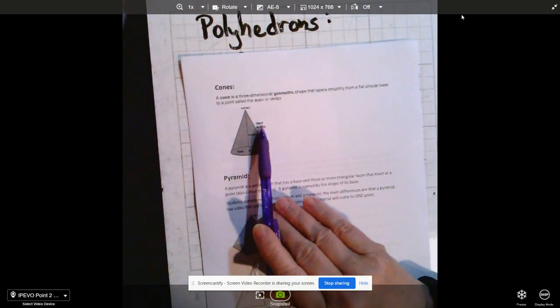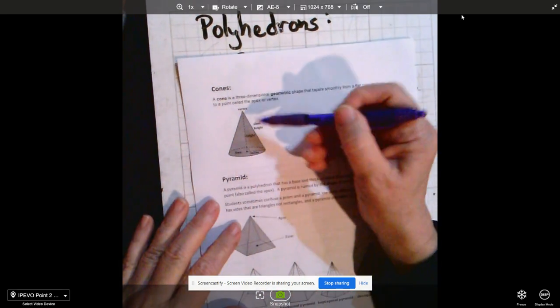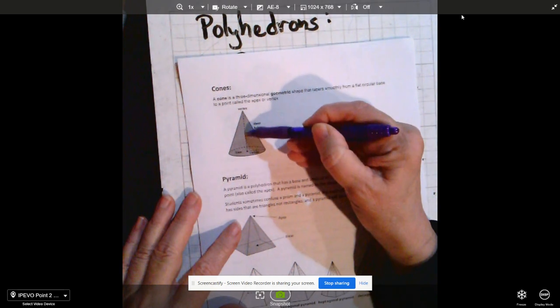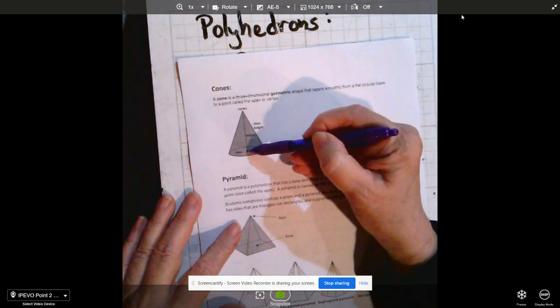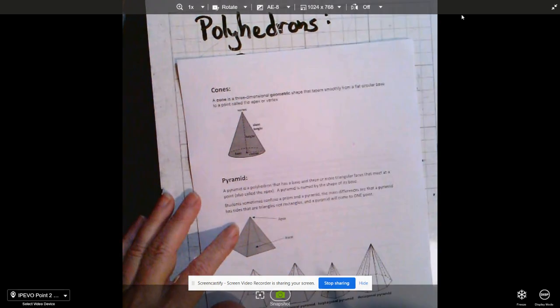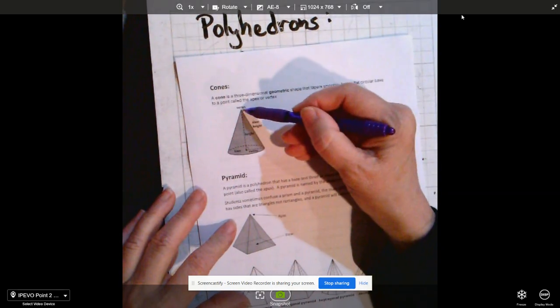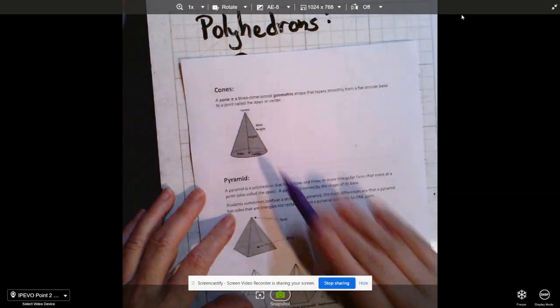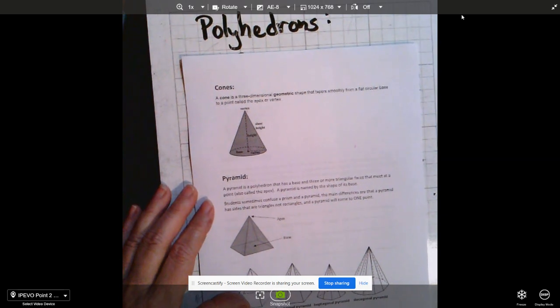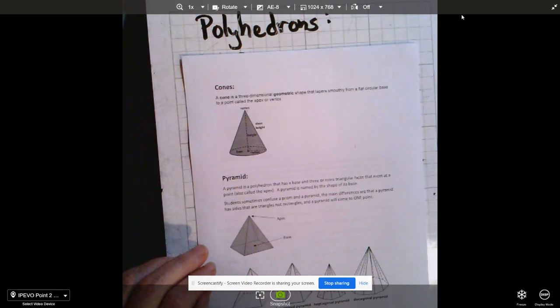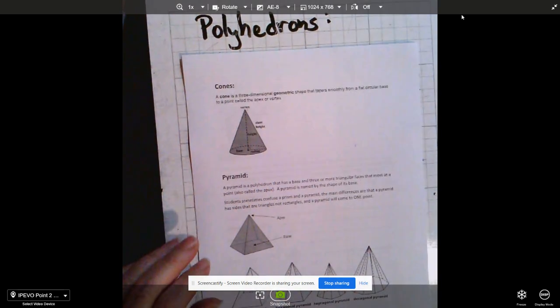A cone actually has two heights that we call. The one here that tells you how tall it is goes from the middle of the circle up to the vertex. That's called your height. And then this side one is called your slant height. Slant height is used when we're calculating the surface area, which we're not going to be doing this year. So you don't really have to concern yourself too much with the slant height.